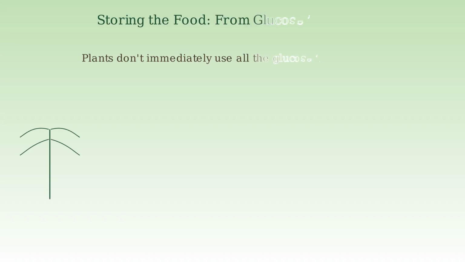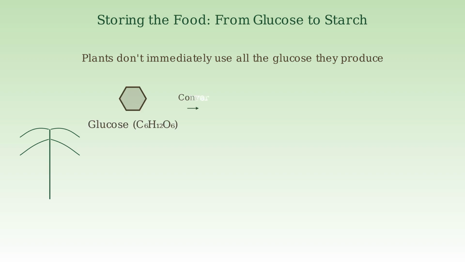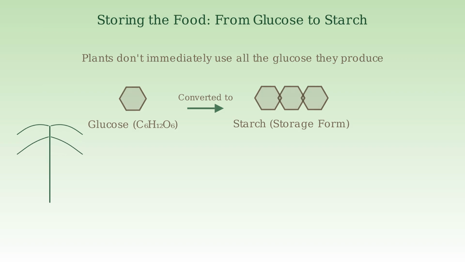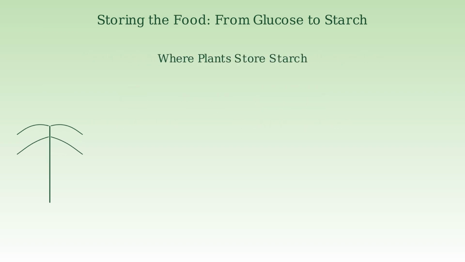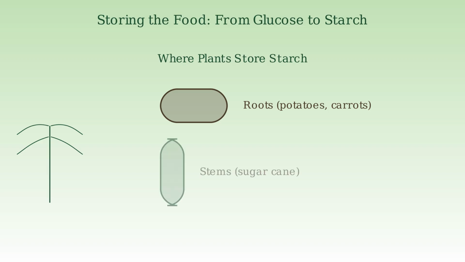Plants don't immediately use all the glucose they produce during photosynthesis. Instead, they convert excess glucose molecules into a storage form called starch. This starch is stored in various plant parts: in roots, like potatoes and carrots; in stems, such as sugarcane; in fruits, including apples and bananas; and in seeds, like rice and wheat.